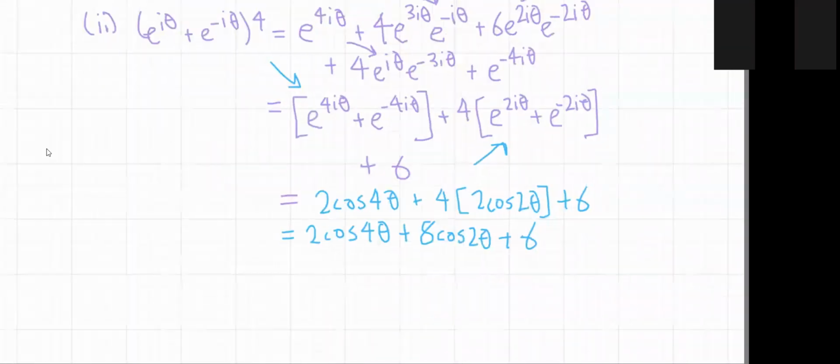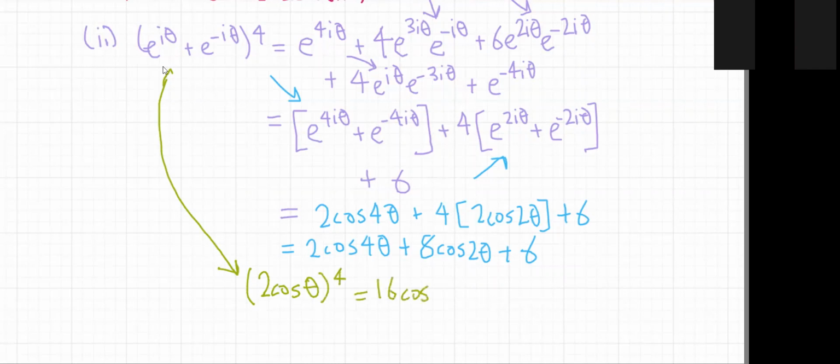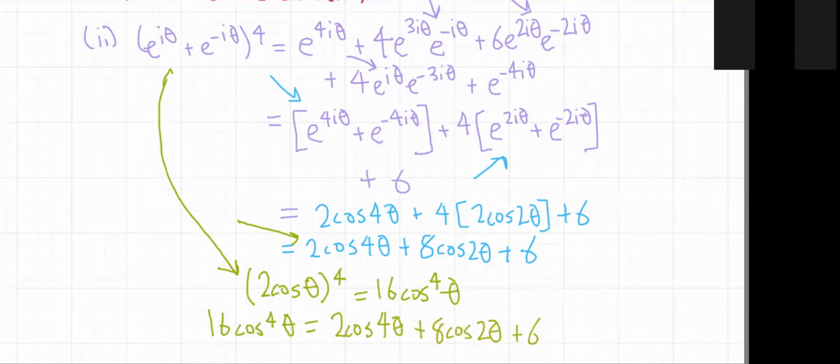And now this thing can also be written as 2 cos theta from part 1, to the power of 4. This is equal to 16 cos to the power of 4 theta. Therefore, 16 cos to the 4 theta will equal everything in blue over here, which is 2 cos 4 theta plus 8 cos 2 theta plus 6.